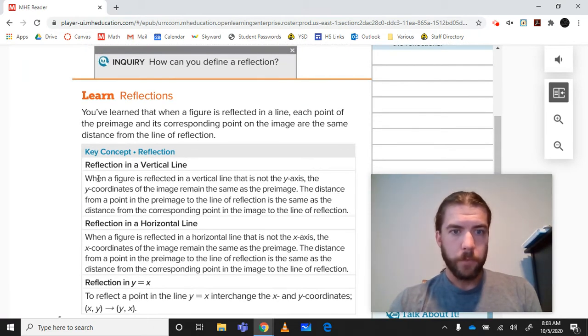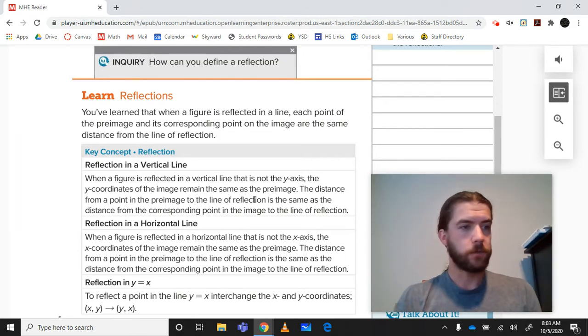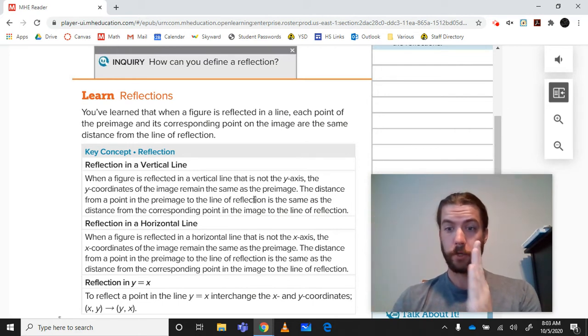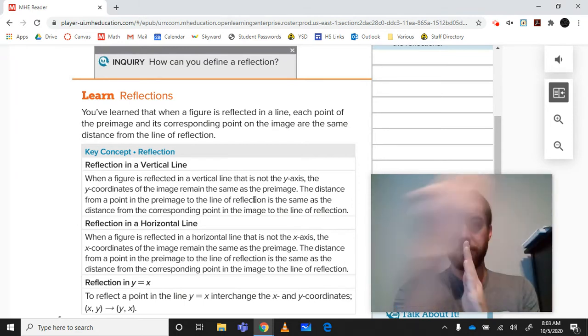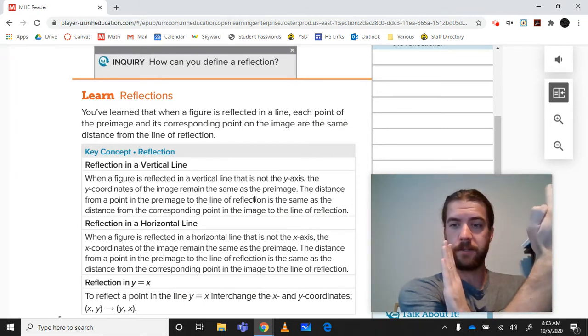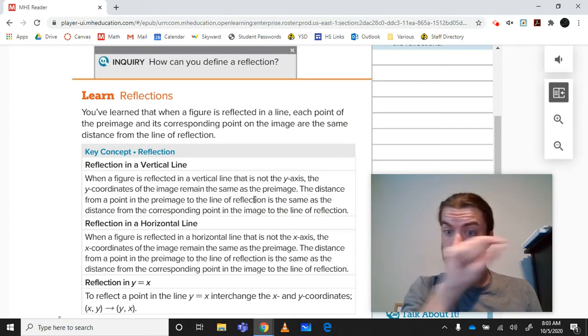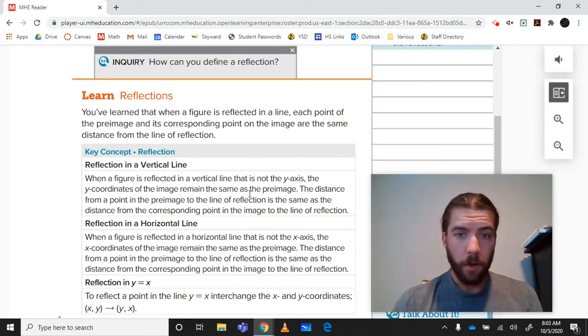Reflections in a vertical line. When a figure is reflected in a vertical line that is not the y-axis, the y-coordinates of the image remain the same as the pre-image. The y-coordinates, up and down, that's the height. I'm trying to do this with my hands, hopefully this works. If this is my mirror, this is what I'm reflecting over, and I started out up here and I reflect over it, I end up at the same height. I don't end up at the same place right to left. So on the x-axis we've changed, but on the y-axis, the y-coordinates remain the same.